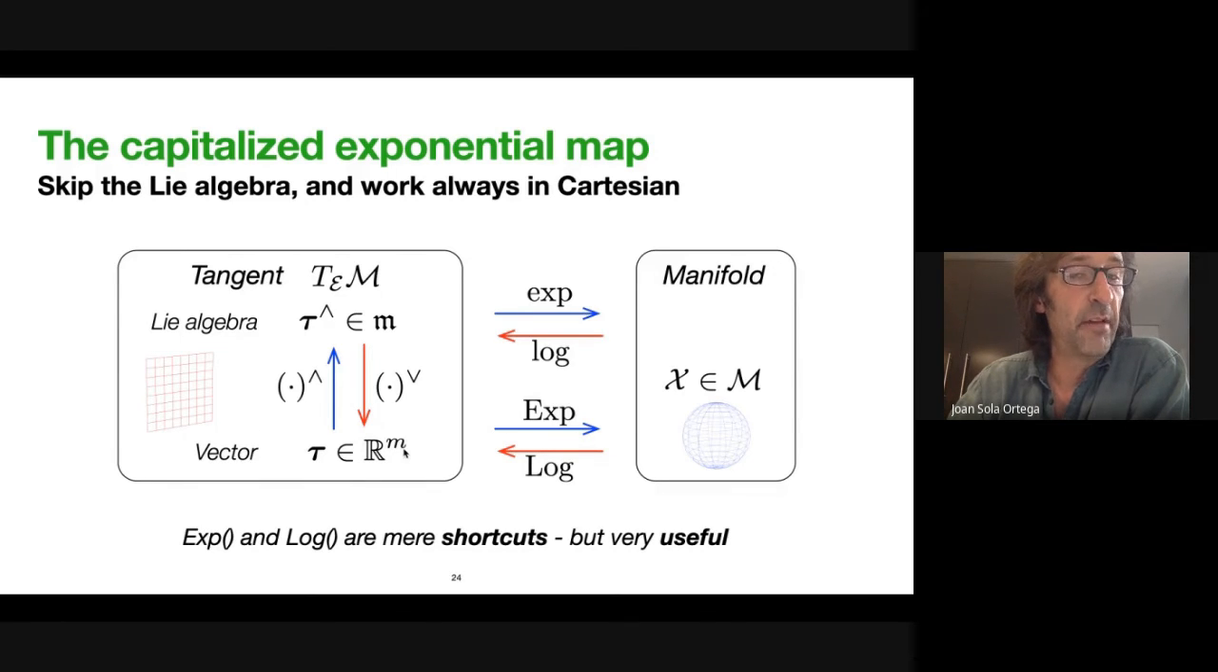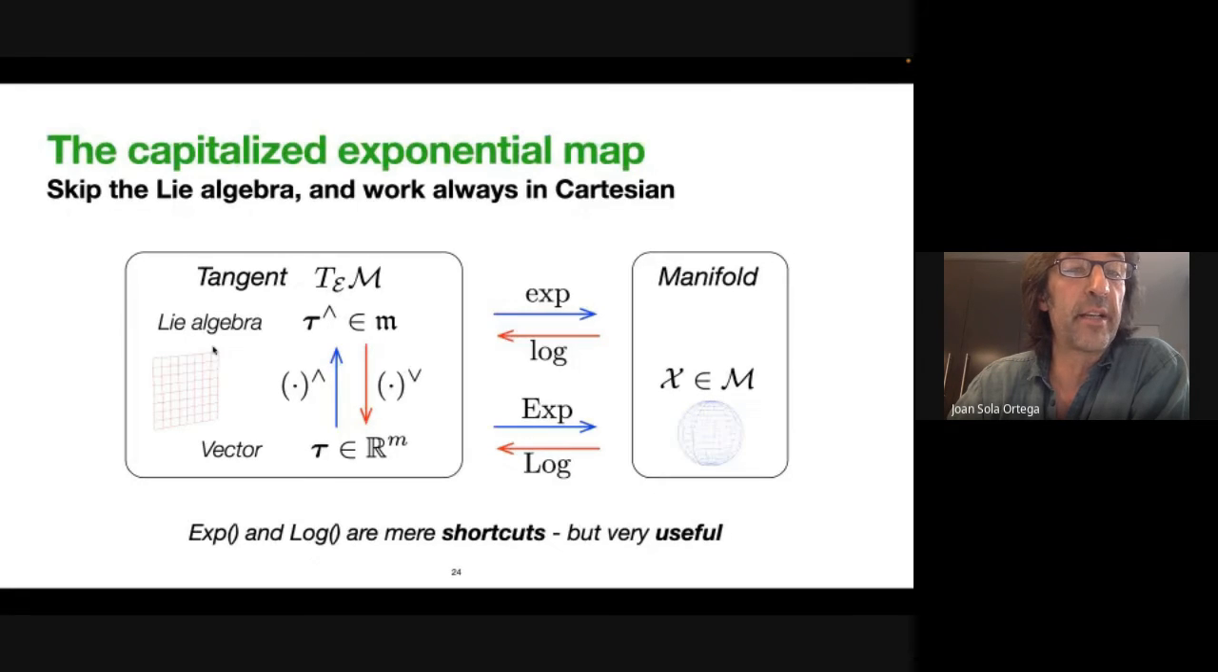Whatever n, okay? Then I can apply the hat operator, which is a linear operator, to produce tau hat. Tau hat is these weird elements of the Lie algebra. For example, tau could be a 3D vector, and tau hat would be a 3x3 skew symmetric matrix, constructed from these three components, trivially.